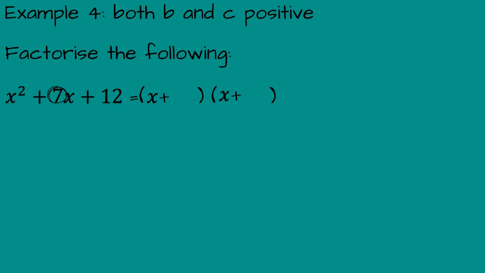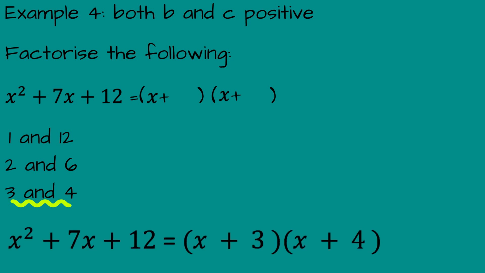Pairs of positive numbers that multiply together to give 12 are 1 and 12, 2 and 6 and 3 and 4. 3 and 4 when added together make 7, and when multiplied together make 12, so the equation factorizes to x plus 3 times x plus 4.